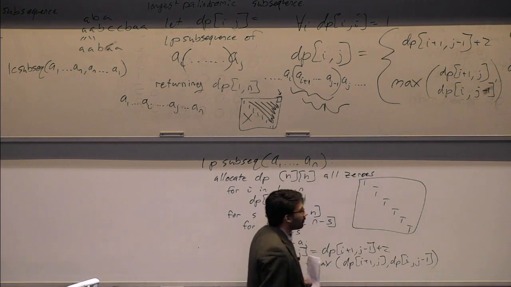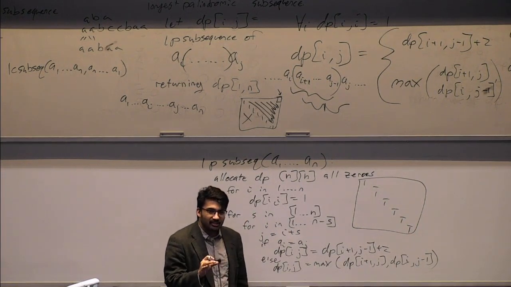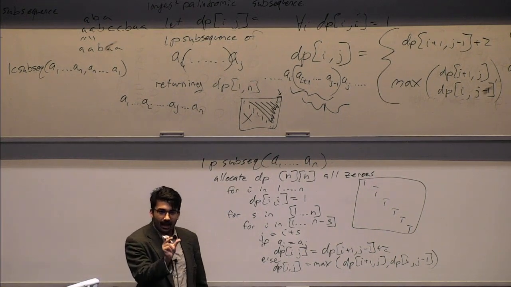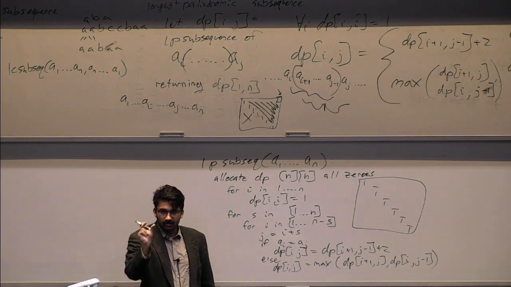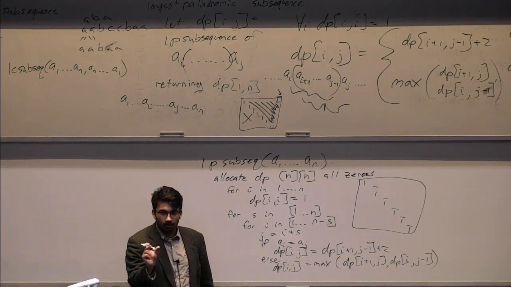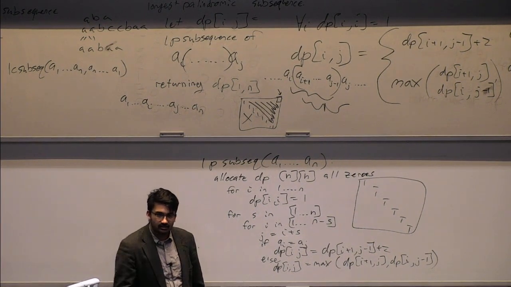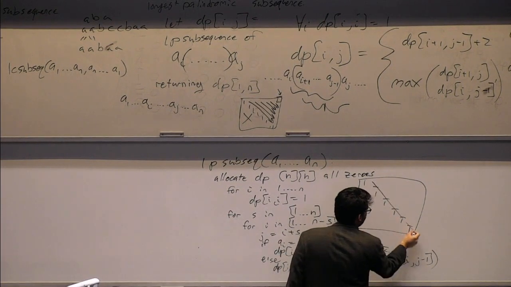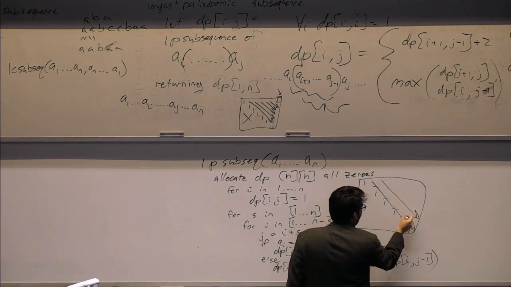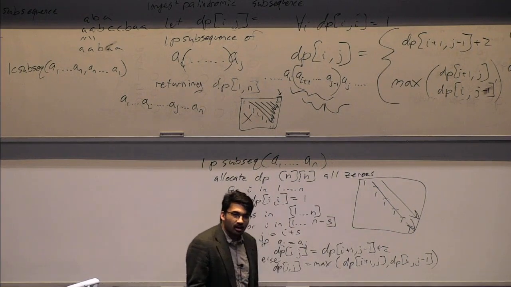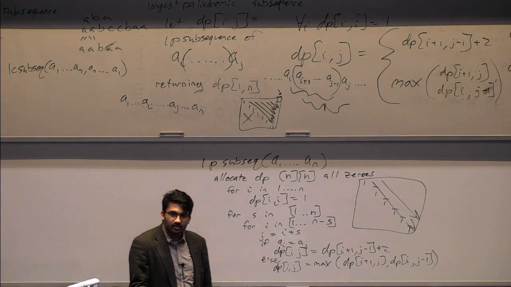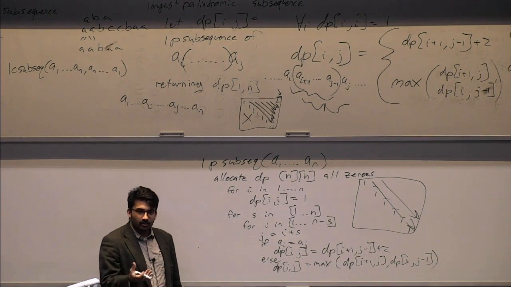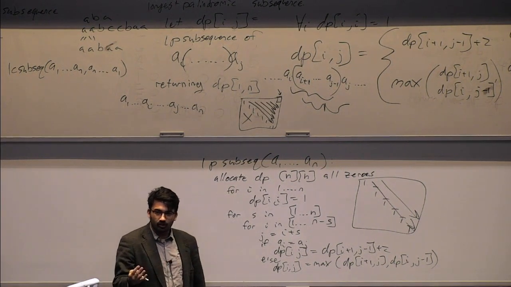Those elements of the table have i and j consecutive, and those correspond to a_i, a_(i+1). Right? So like a2, a3, a3, a4, a4, a5, a5, a6. Then you'll fill in the next diagonal. So you'll fill in that diagonal. Then you'll fill in this diagonal, and those will correspond to the substrings of length 3. So you'll do a1, a2, a3, then a2, a3, a4, and so on, right?